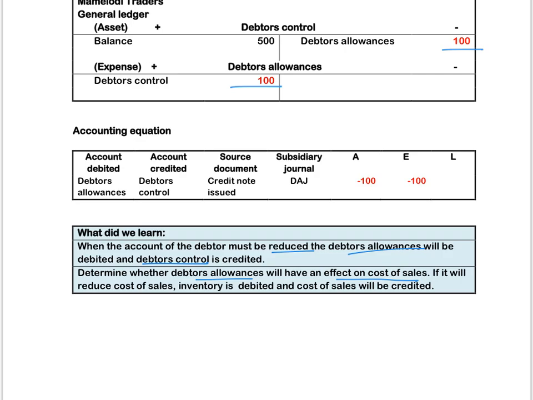If it will reduce your cost of sales, the inventory is debited to increase the value of your inventory, and cost of sales will be credited to reduce the cost of sales.